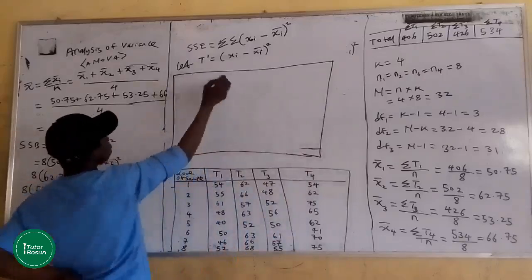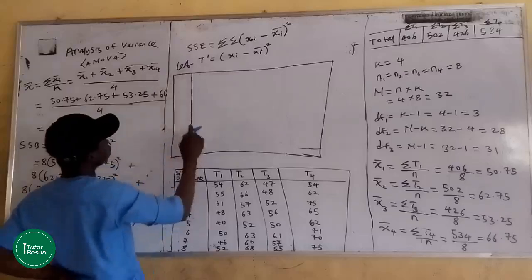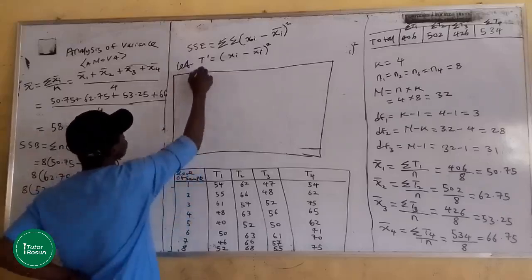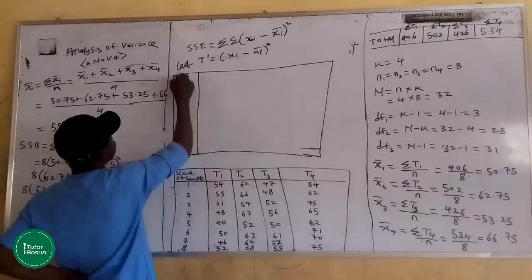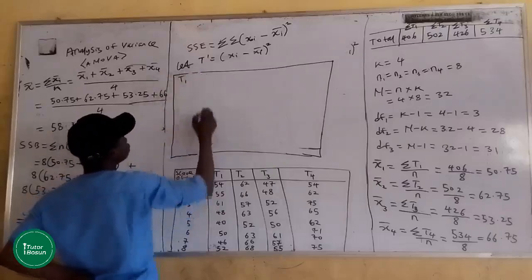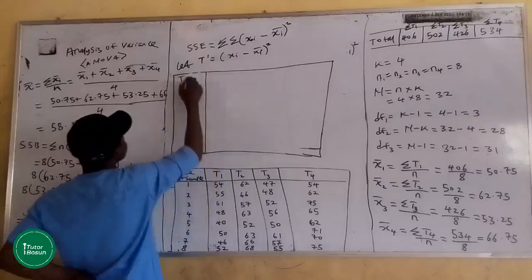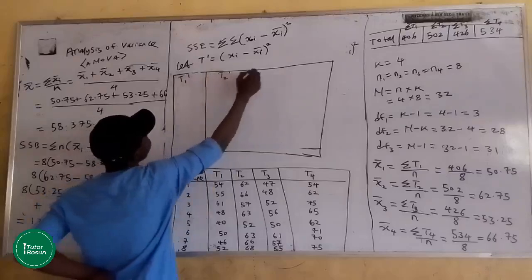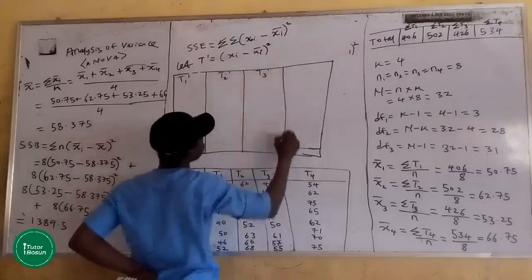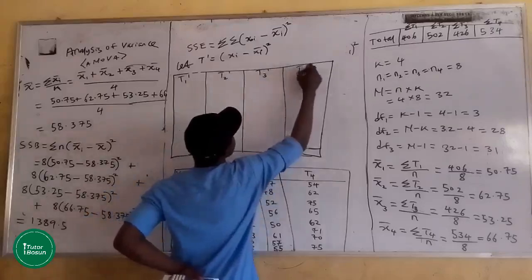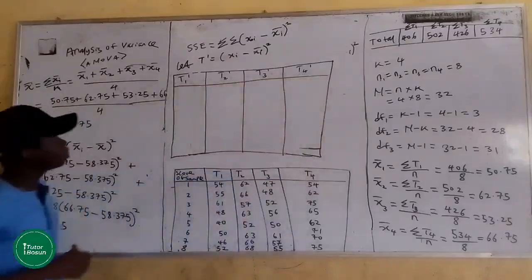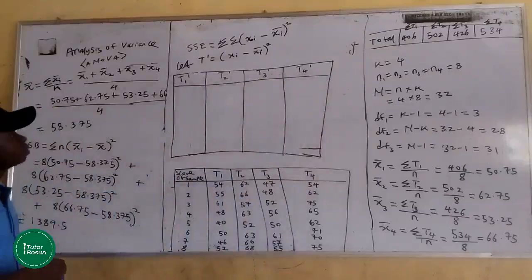So this will definitely represent, let's say, T1 prime, T2 prime, T3 prime, T4 prime, T1 prime to T4 prime.